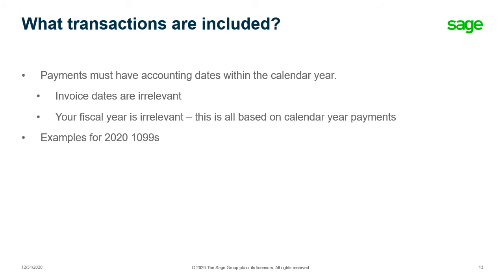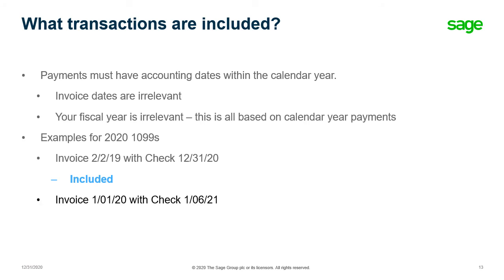So let's look at some examples for 2020 1099s. Now, my invoice was done on February 2nd, 2019. My check was done on 12/31/20. So is this included? It's included because the check date is 12/31/20. That falls within the calendar year.